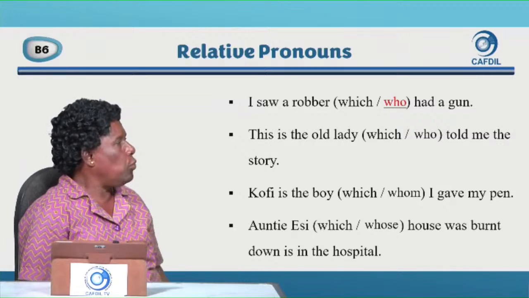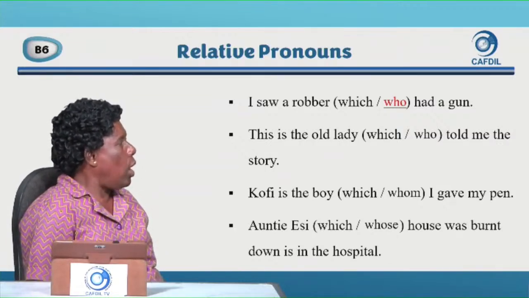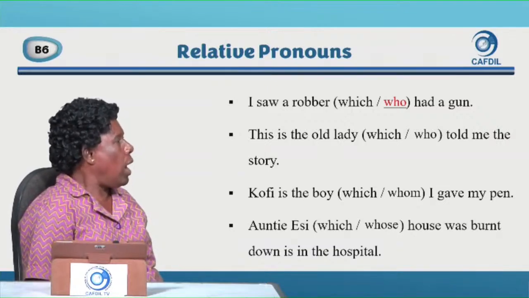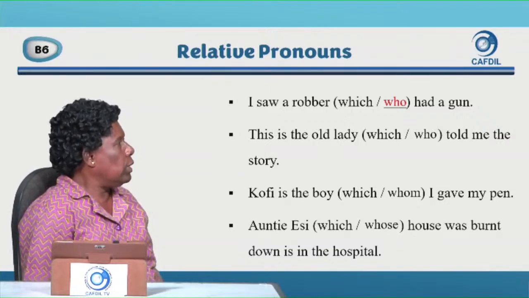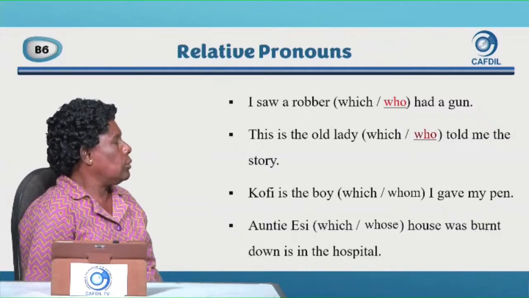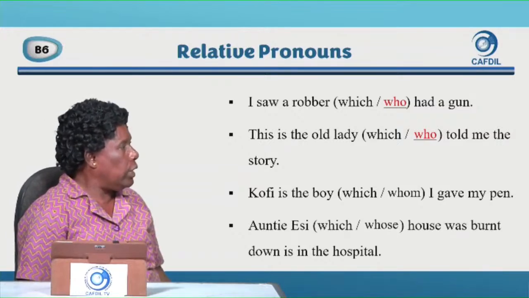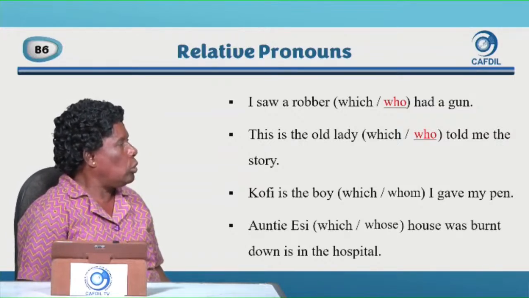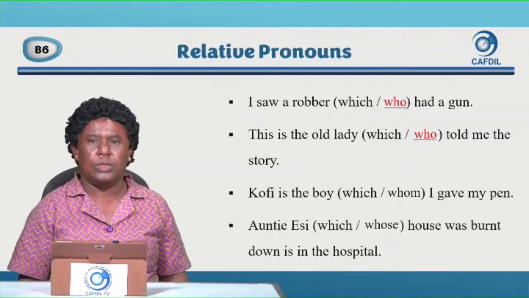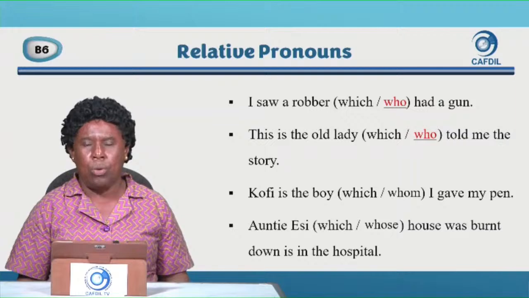So, if we are to mark the sentences, we can see that I saw a robber who had a gun. And who is the right relative pronoun to use. The next sentence, let's read it together. This is the old lady who told me the story.